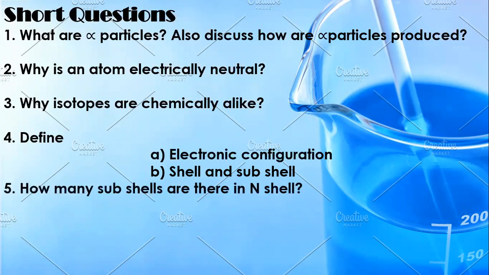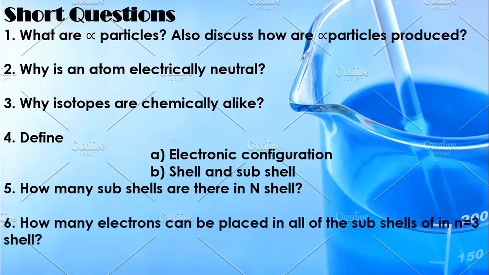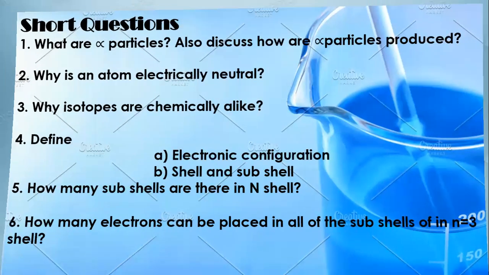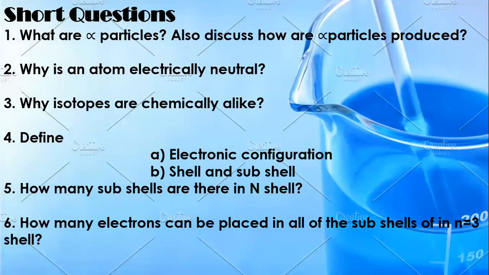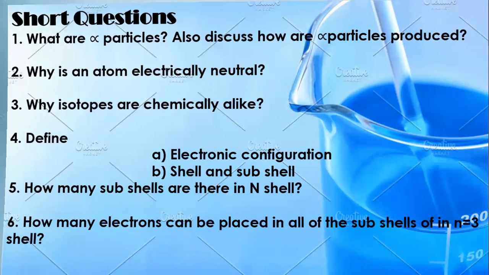Subshell and shell. Question number 5 is, how many subshells are there in a shell? The next one is, how many electrons can be placed in all of the subshells in n equals 3 shell? You have to calculate the number of subshells in the n shell, and similarly you have to calculate all the electrons that can be placed in the third shell. n equals 3 means third shell, that is the n shell.